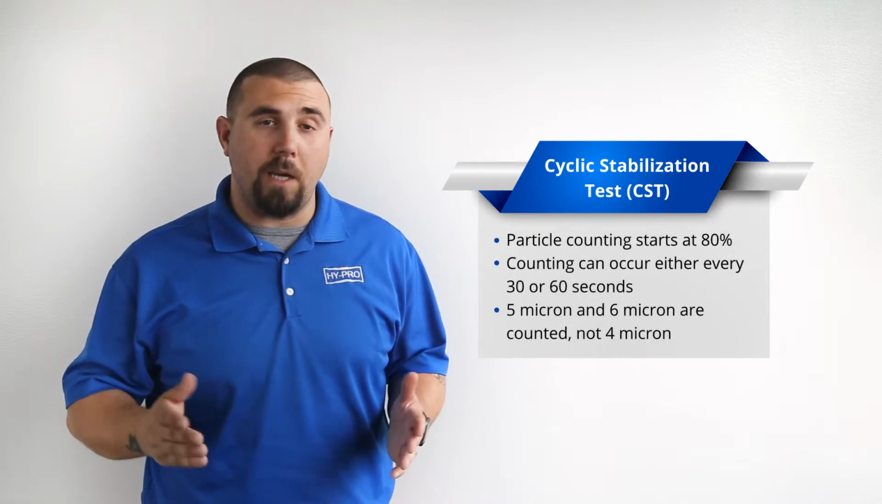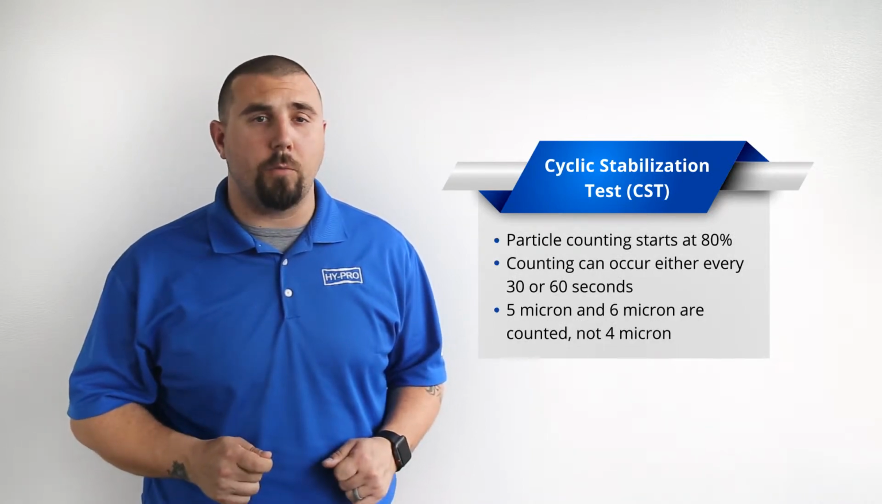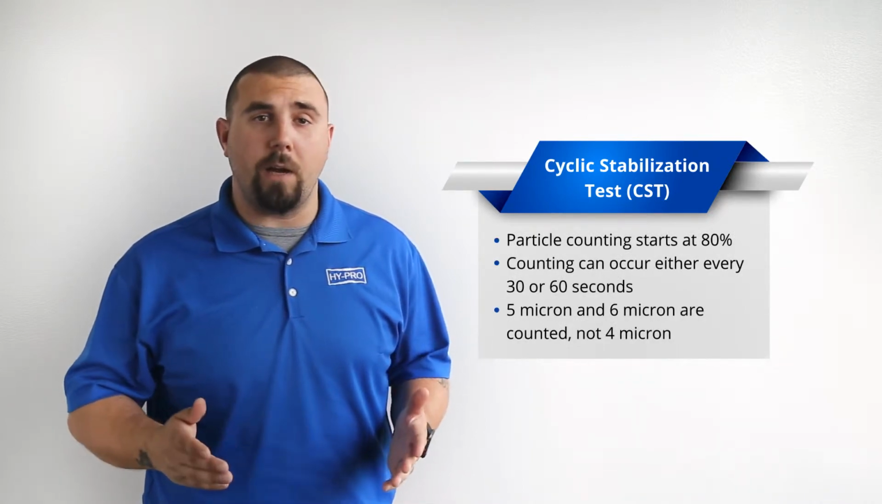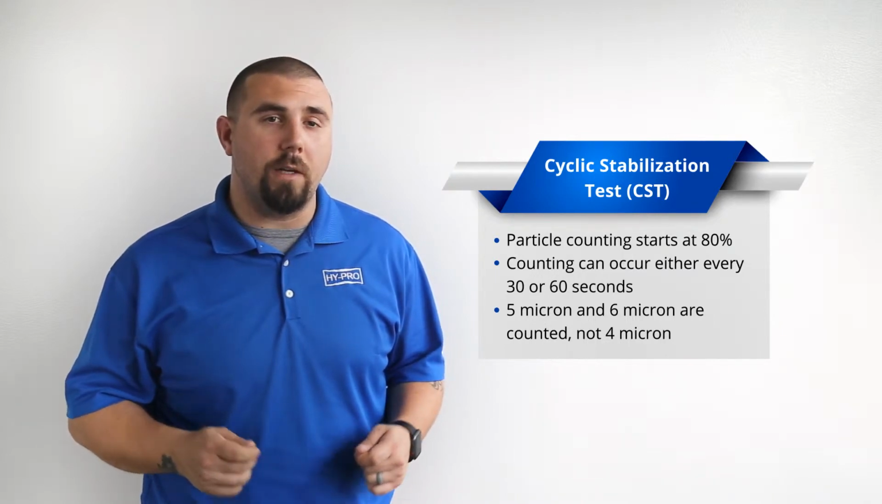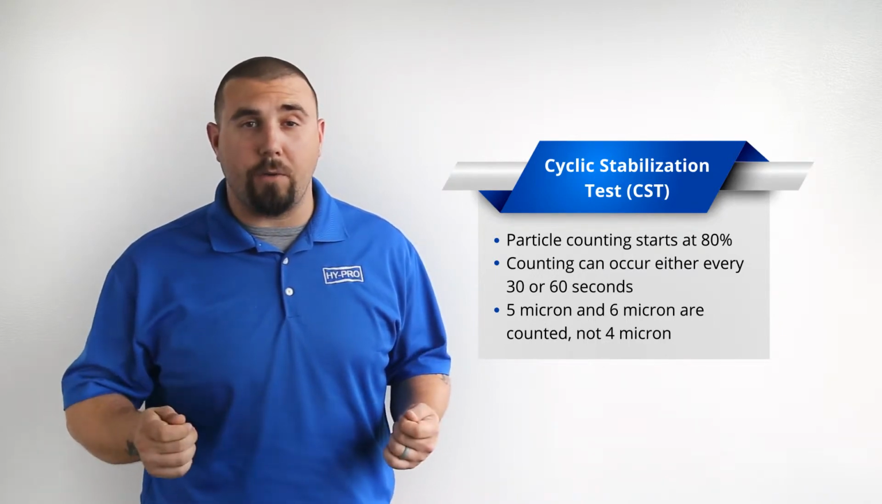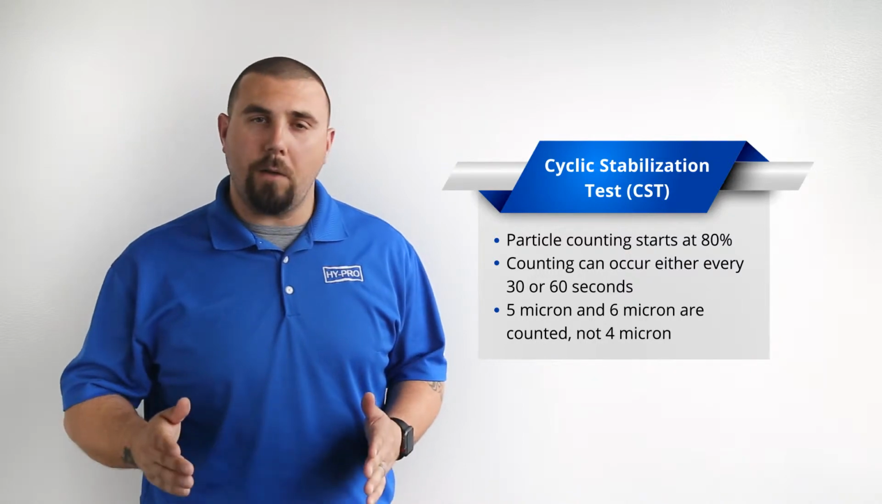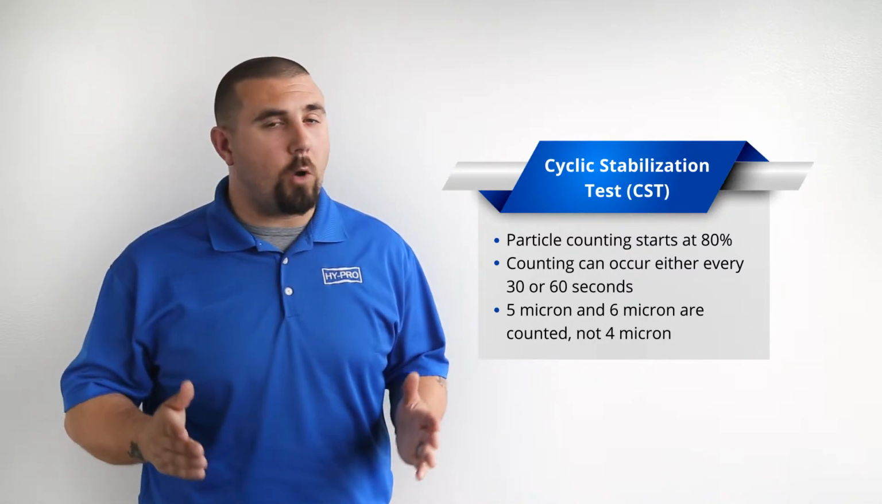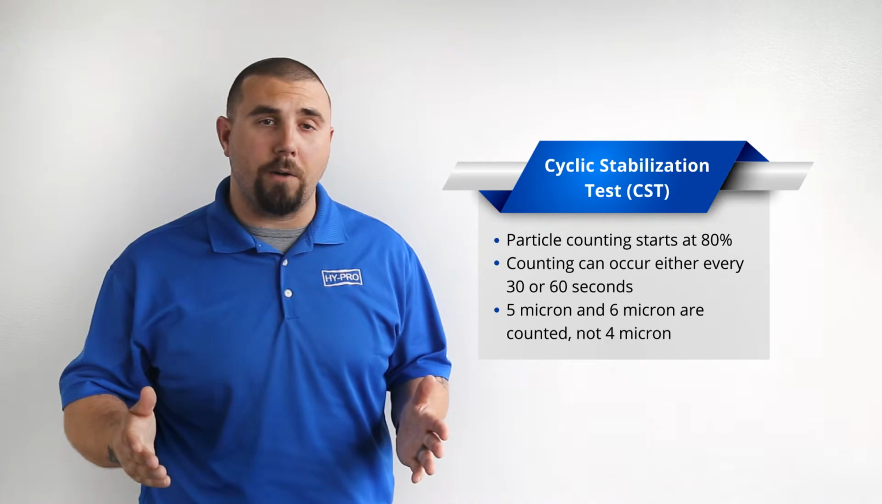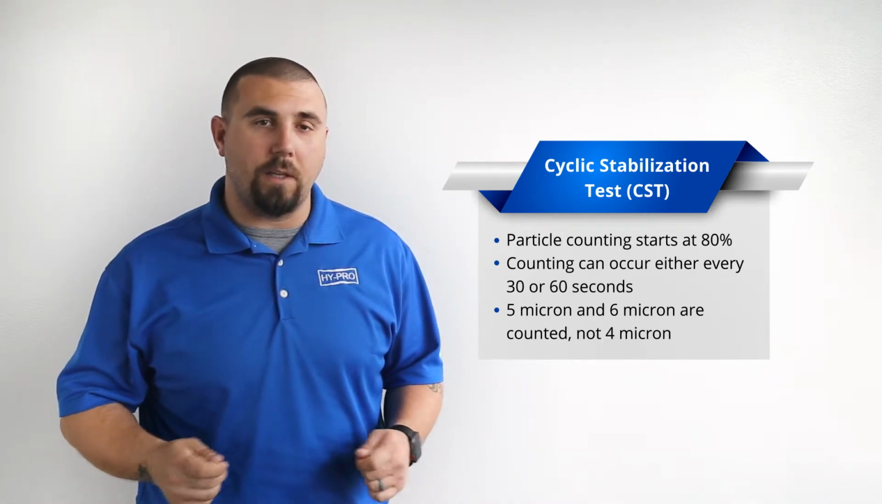Particle counting starts at 80% of the test element's terminal differential pressure, and the frequency in which counting will be conducted is the operator's choice. Counting may take place either every 30 or 60 seconds. When it comes to particles monitored, for this test, only 5 micron and 6 micron are monitored, and the 4 micron particle size is ignored.